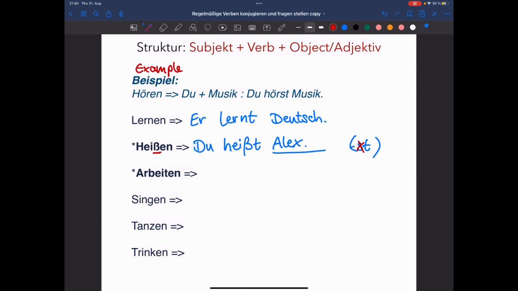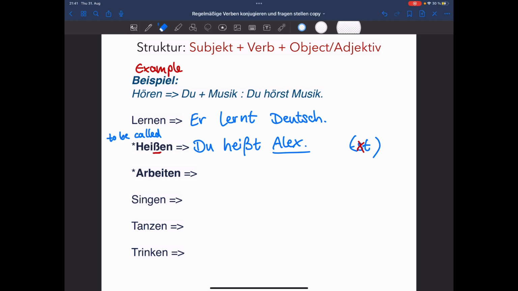With the other personal pronouns, it stays the same though, this verb. And heißen actually means to be called. I'm gonna write it here. To be called. But if we translate the meaning into English, it basically means my name is. So when you say du heißt Alex, it means your name is Alex. But if you translate it word to word, it means you are called Alex. Just so you know, in case you were wondering.